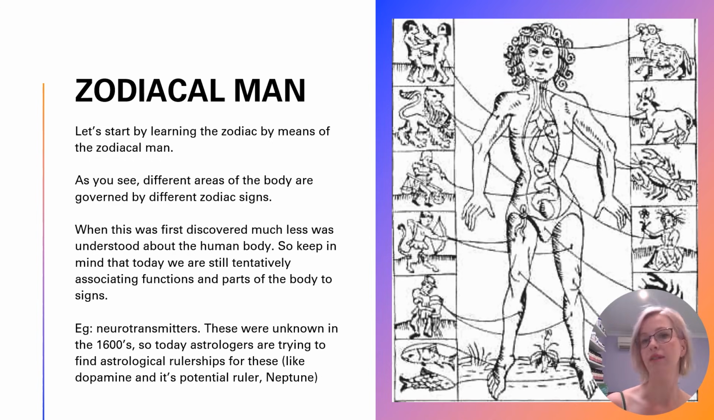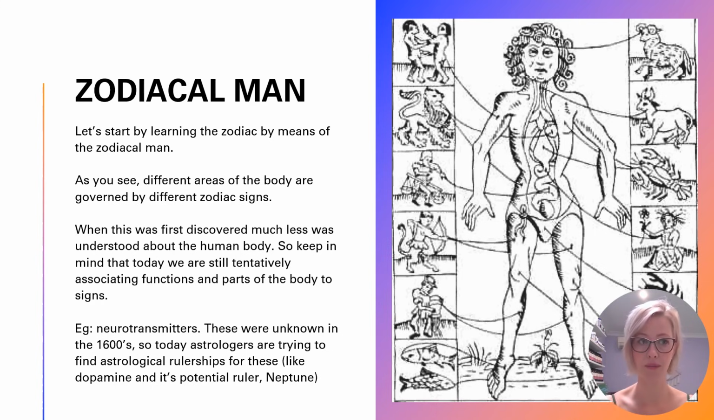Also, keep in mind when this system really came to prominence a couple thousand years ago, hundreds of years ago, a lot less was known about the human body. So just keep that in mind as we move through. There are still so many things that have come about in maybe the last century, the last couple decades, that haven't been given astrological associations yet. And people are working on it, and there are some things that are kind of obvious and some things that are less obvious, and some things where there's not a consensus yet.